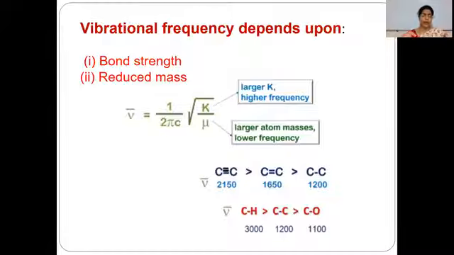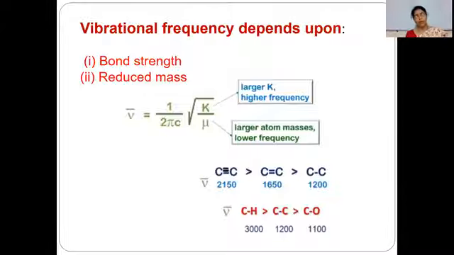C-H, carbon and hydrogen single bond, carbon-carbon single bond, carbon-oxygen single bond. Out of these three cases, the atomic masses of carbon and oxygen is maximum, and carbon and hydrogen is minimum. When reduced mass is lower, it shows absorption at higher frequency or higher wave number, or higher energy will be absorbed. It shows absorption at 3000 centimeter inverse.